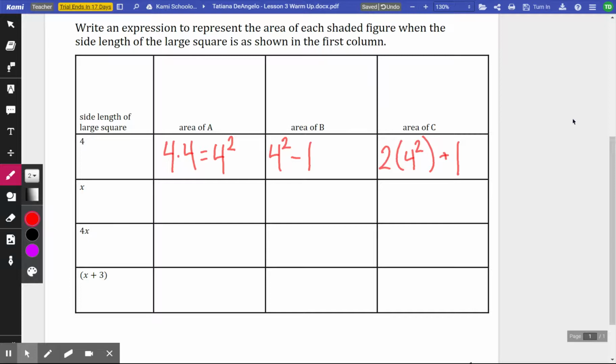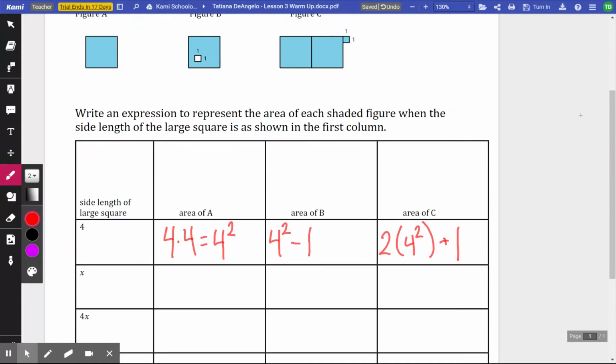All right, so now hopefully you had a chance to work on that. So let's look at if it's x. If this side is x and this side is x, that means it's x times x, which means it's x squared. Similarly, if this side is x and this side is x, that means the blue, if it was filled in, would again be x squared. But it's not filled in. It's still missing that one small square box, which we know is 1.